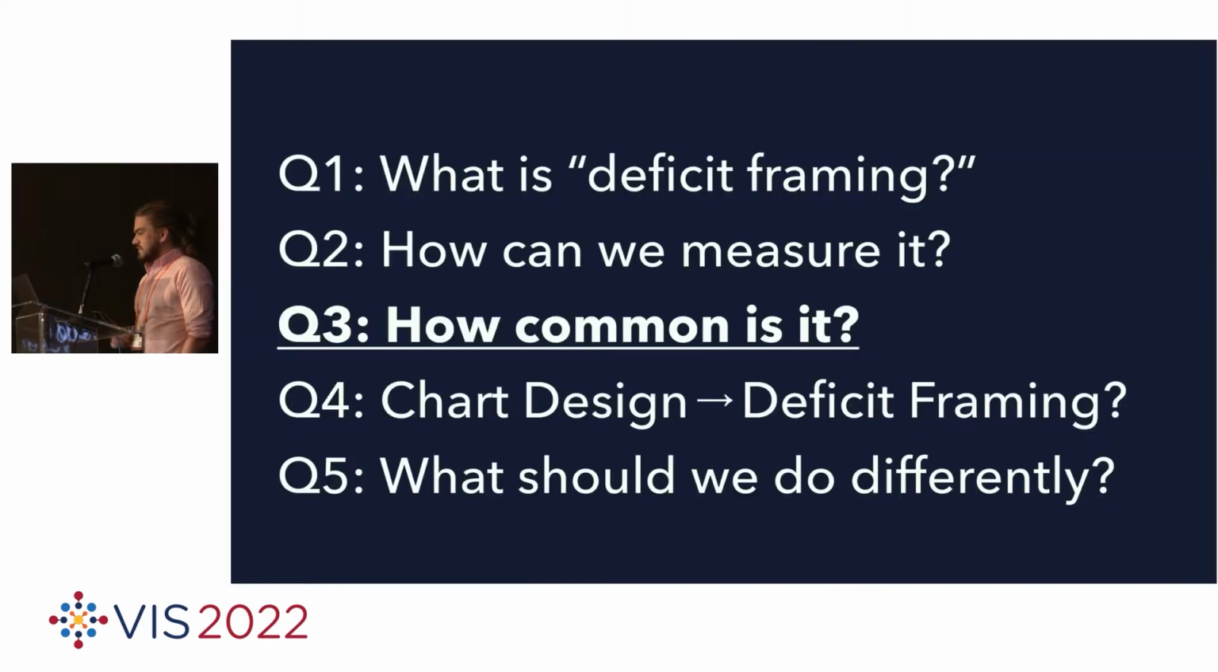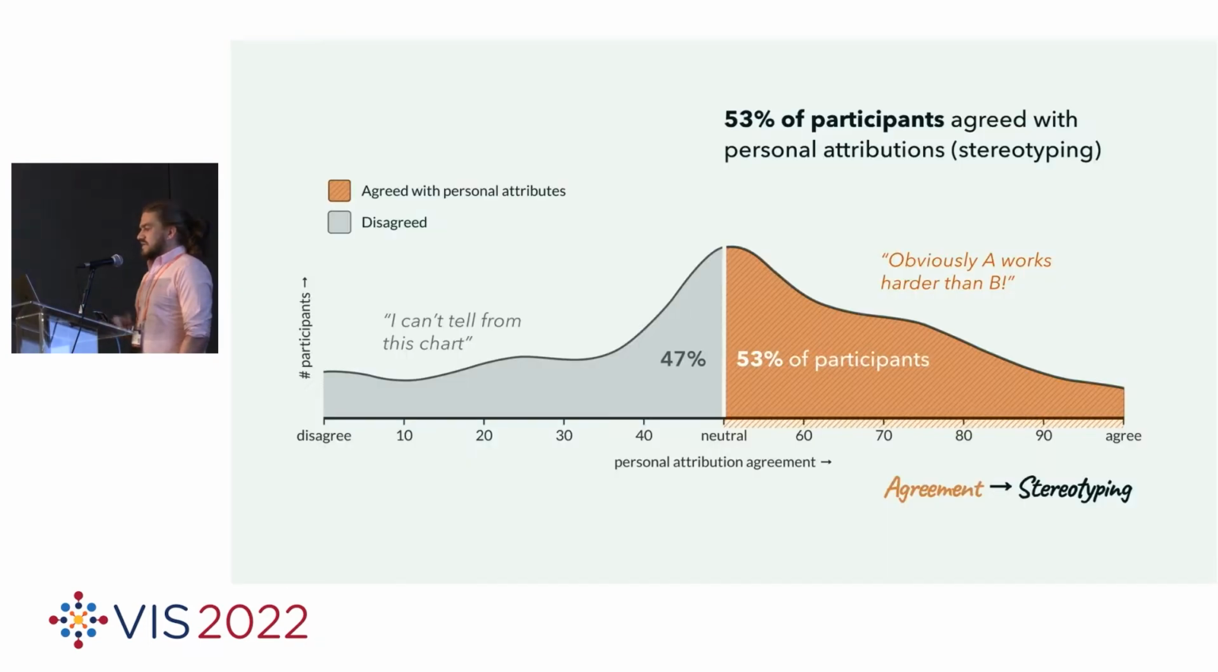Now, given that we can measure it, one of the first things to check for is, does this effect exist out in the wild, and how prevalent is it? And so in our last 3 experiments across all the chart types, just over half of participants attributed outcome differences to personal characteristics of the people being visualized. And so this confirms that the deficit framing effect can happen in the wild, and that charts showing social outcome disparities can be misread in toxic ways that support stereotypes.